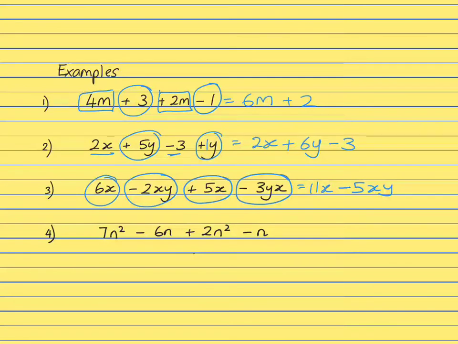And in the last example, n squared, I've got 7 and I'm adding 2. So altogether, I've got 9 n squared. Remember, we look at the sign in front of the term. I've got a minus 6n or a negative 6n and another minus 1n. So altogether I'm taking away 6n, I'm taking away 1n. So I'm taking away 7n.